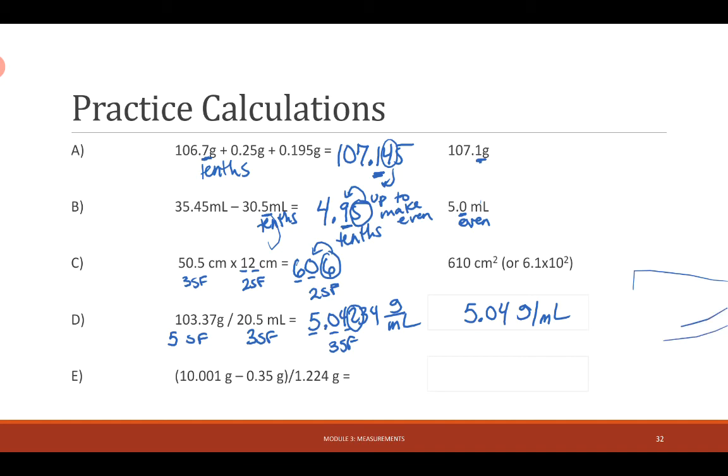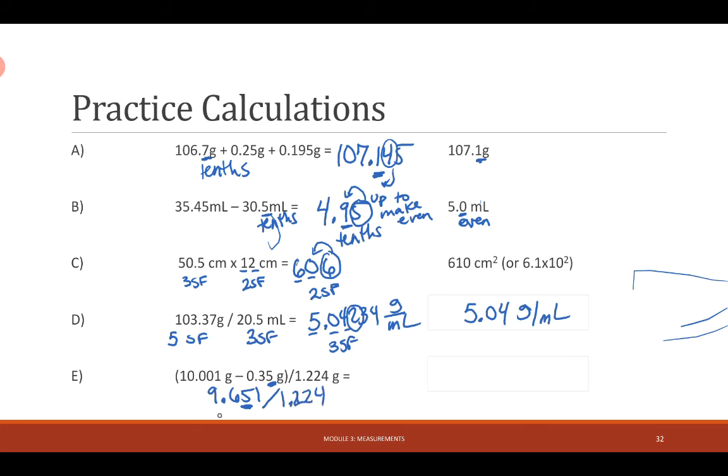Sometimes it won't let me go to the next animation. All right, next up we've got 10.001 minus 0.35. Got to evaluate what's in the parentheses first, and that's going to be 9.651. This is the least precise number, that's the 100th place, and so that 5 is the last significant figure in this calculation.